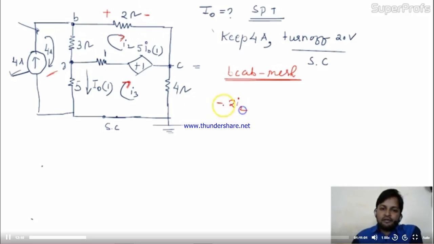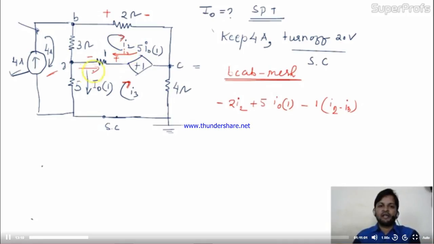Minus 2I2, I hope it's clear to you people. Now come to this side. Here we are getting plus 5I01. Any problem yet? Now come here. The drop is this. So minus, obviously the value of resistance is 1. Current is I2 minus I3. Why? Because I3 is coming from this side, I2 is coming from this side, and as per our assumption, I2 is higher than I3. That's why I'm subtracting I3 from I2.